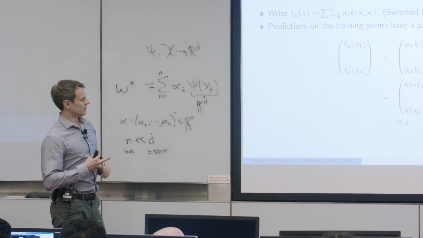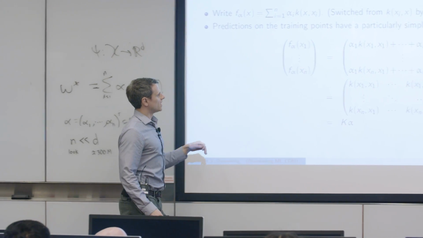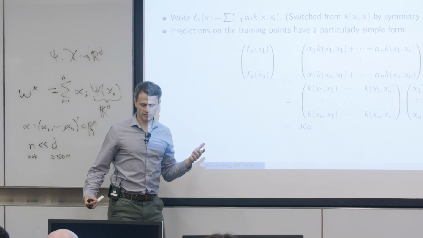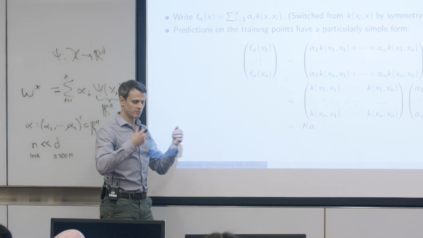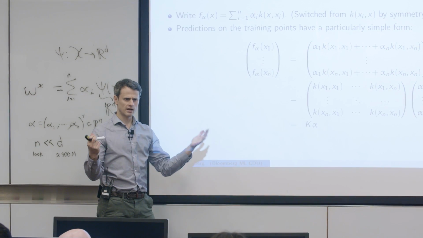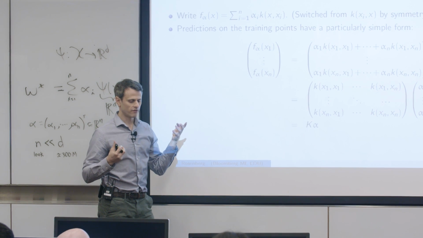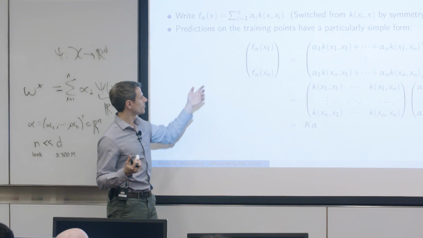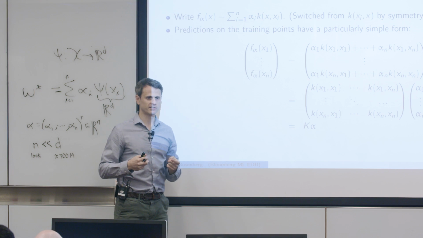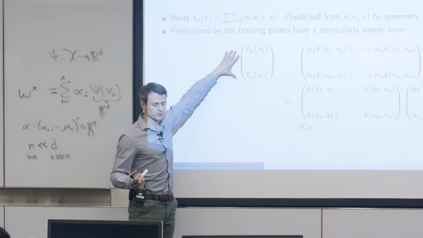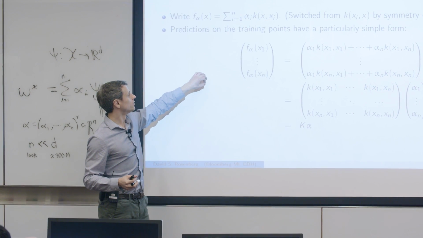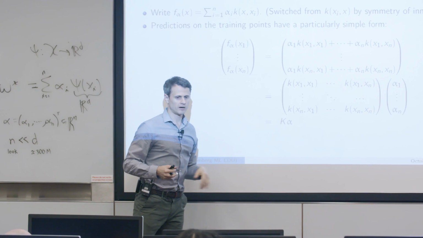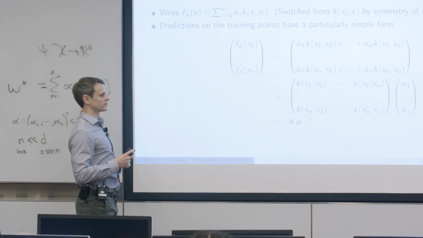Let me just recap this. We have n input vectors, our n training vectors. When we make our objective function, we're going to have to find what our function predicts for each of those training vectors. That's f_alpha(x_1) through f_alpha(x_n). This is a column vector of n numbers, and we can write this just as K alpha, a matrix-vector multiplication.